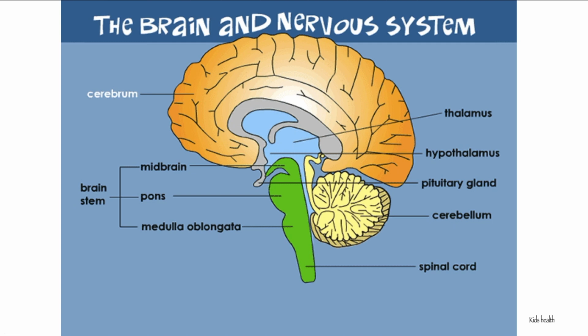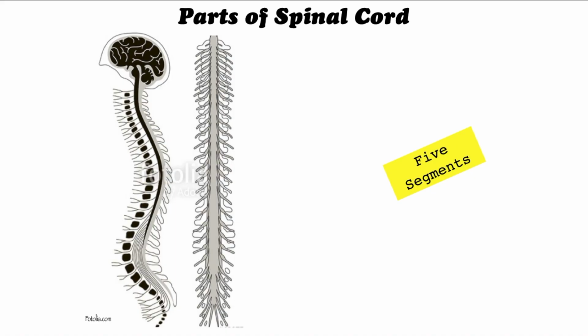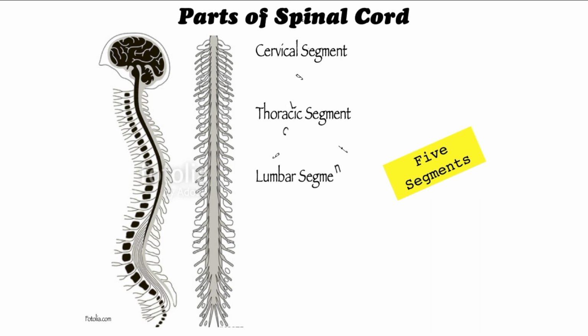The medulla oblongata actually continues downward into the spinal canal as a spinal cord. So spinal cord is actually the continuation of the medulla oblongata. Now, after talking about the brain, let's talk about another different component of the central nervous system, which is spinal cord. So spinal cord consists of 5 different segments according to the level of the vertebral column. From rostral to caudal, there are cervical segment, thoracic segment, lumbar segment, sacral segment, and coccygeal segments. And from each of these segments, the spinal nerves do arise.